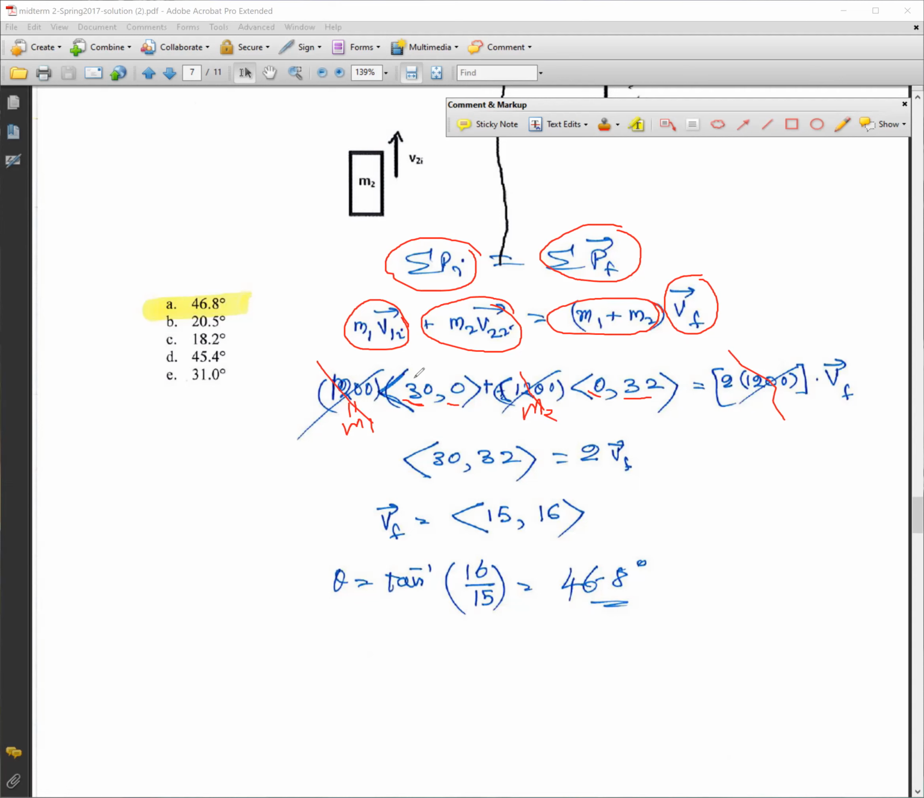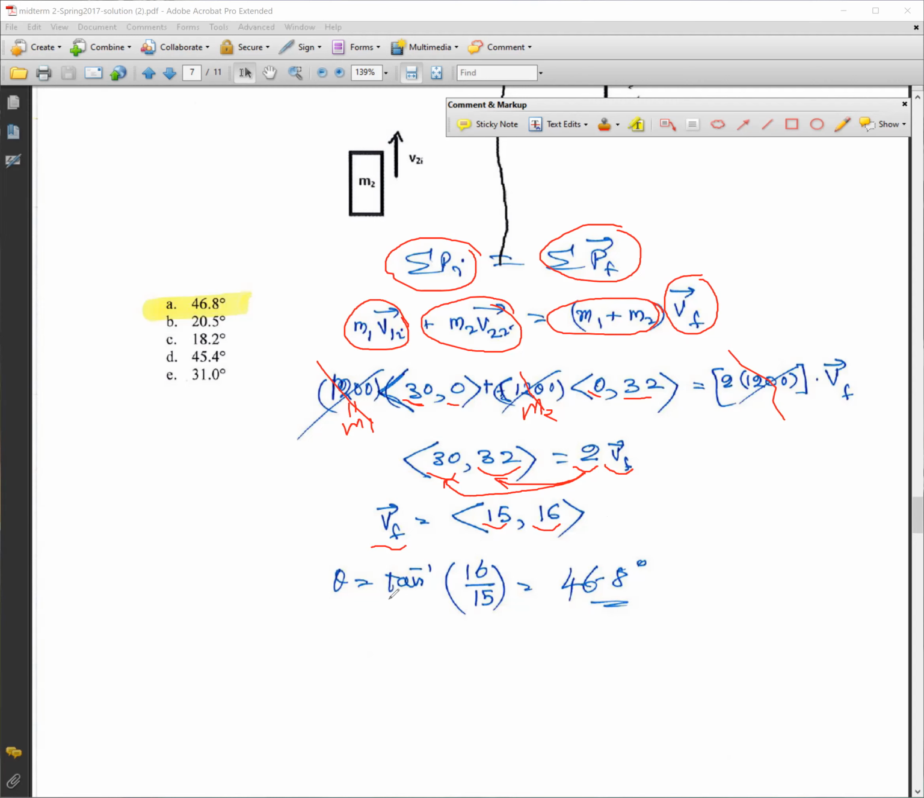We can add the vector components. Now you end up with 30 for the x component and 32 for the y component, equal to 2 times v final. That means v final will be just the vector components you have on the left side, divided by 2. So you take this 2 downstairs under the 2 vector components on the left side. You end up with vector components for final velocity as 15 for the x component and 16 for the y component.